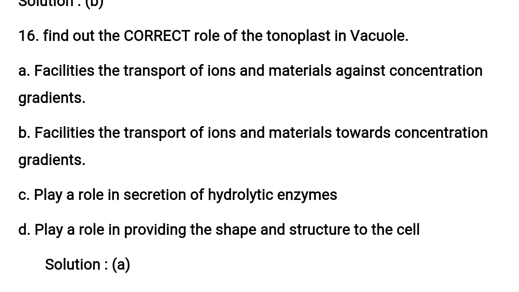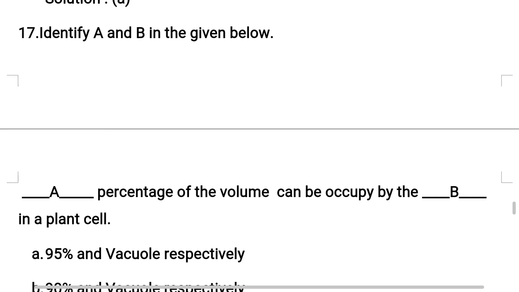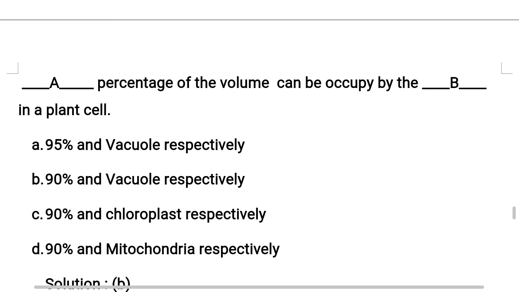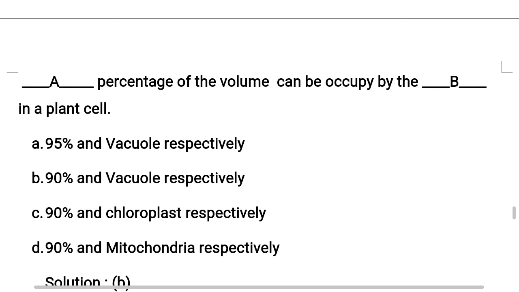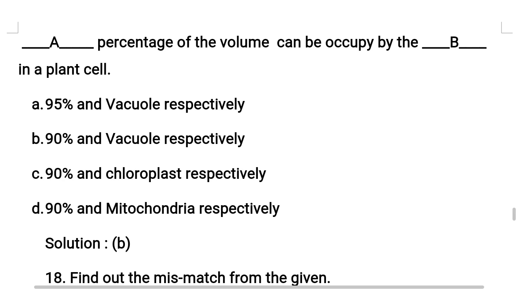Now I am going to the next question, 17th question. Identify A and B in the given statement. Dash percentage of the volume can be occupied by the dash in a plant cell. Let us see what A and B are exactly. Option A: 95% and vacuole respectively. B: 90% and vacuole respectively. C: 90% and chloroplast respectively. D: 90% and mitochondria respectively.